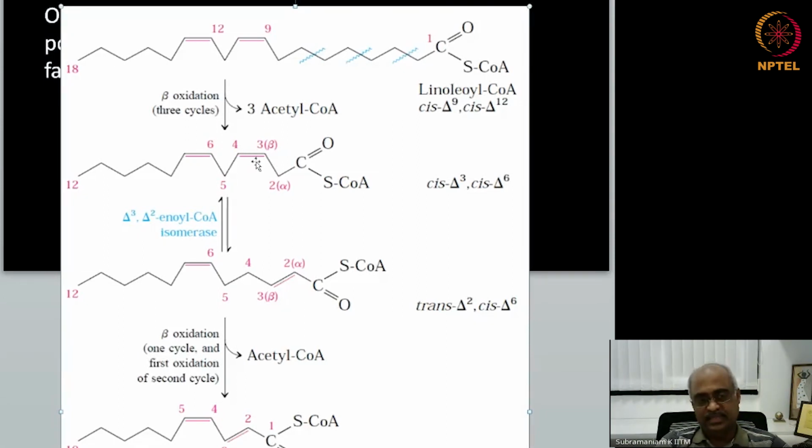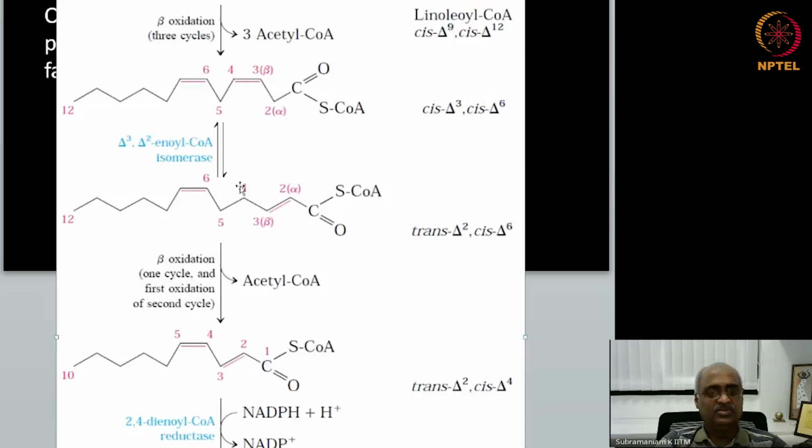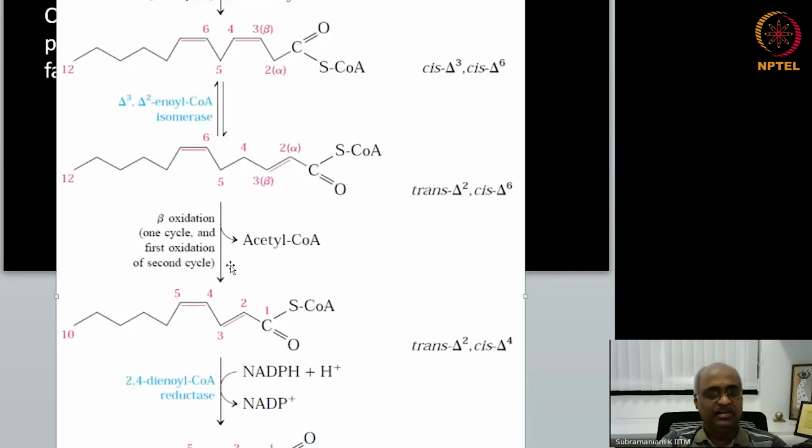And that is taken care of by 2 enzymes. One is this isomerase, which switches this double bond to this position, and trans as well. So then it can proceed now. And after it goes through, you need another enzyme, which is a reductase. Okay, so shown here.